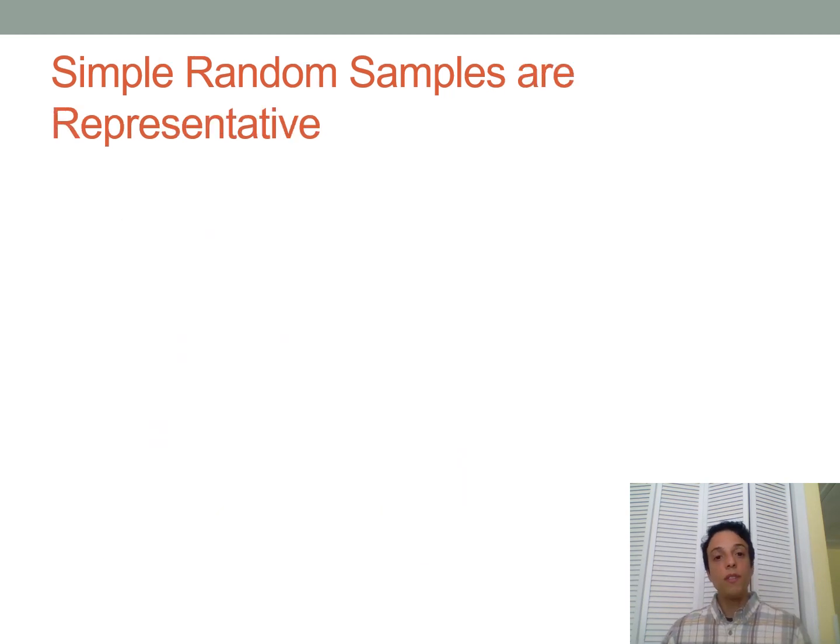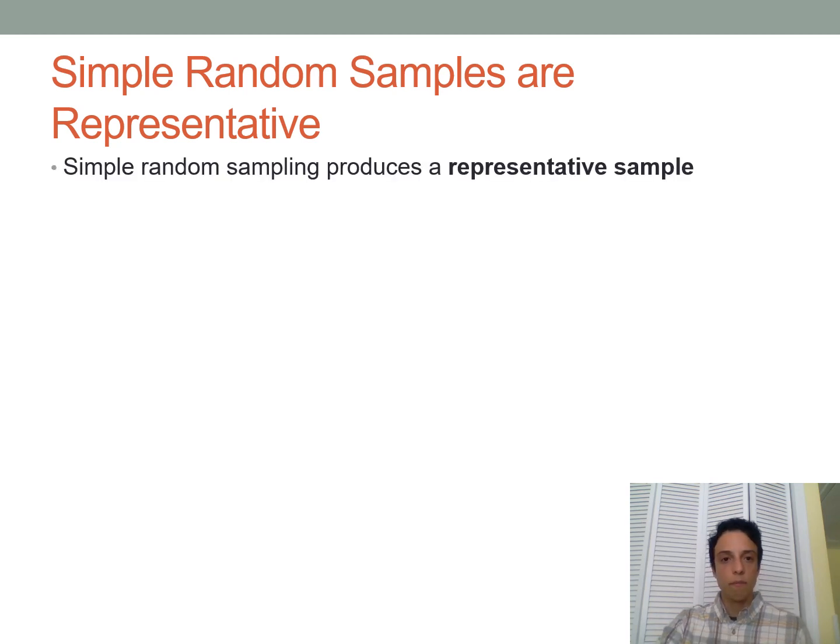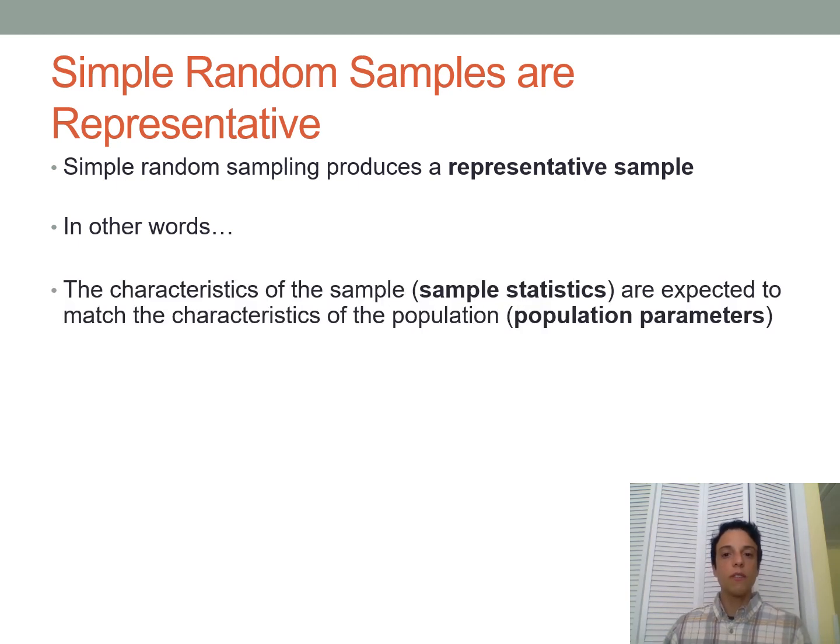All right, so I keep using this word representative, and I said inferential statistics use representative samples. And I said that simple random samples create samples that are representative. So what does that actually mean? A representative sample is a sample in which the characteristics of the sample can be expected to match the characteristics of the population. So if you have a numerical variable, whatever your population mean is, you'd expect your sample to have the same mean.